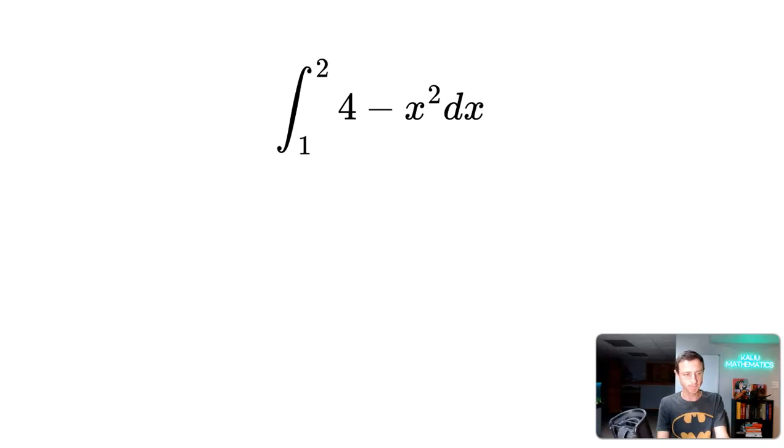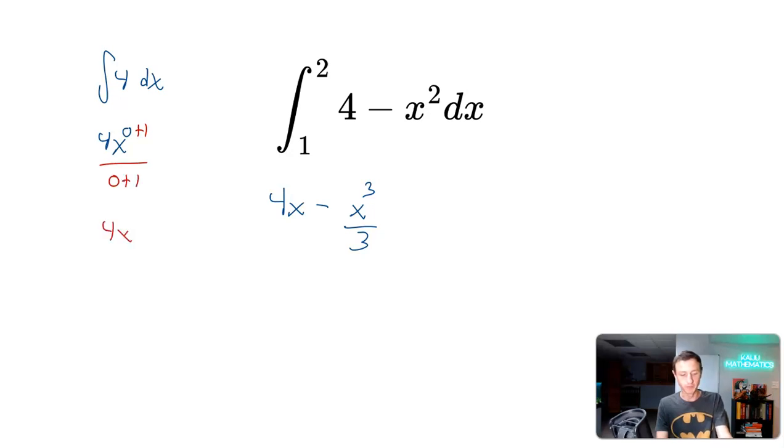What I would do for this type of integral is just integrate each individual term. So I would get 4x minus, and then integrating this is x to the third over 3. And remember, if we're integrating a constant, this is technically 4x to the 0. So when I integrate that, that becomes x to the 0 plus 1 over 0 plus 1. That's why we just get 4x to the first over 1, which is just 4x.